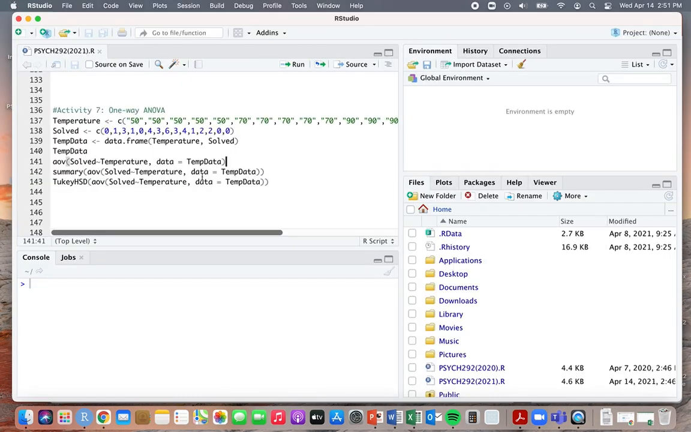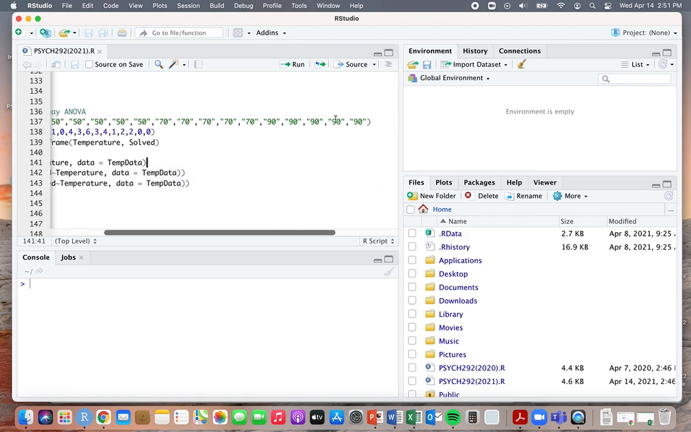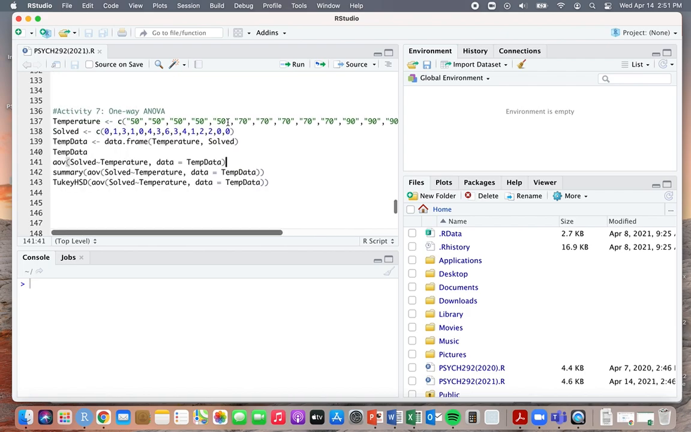First thing we need to do is create a temperature vector that's going to represent our 3 different conditions. We use the concatenate function again to put all of these individuals together. We have 3 conditions, each with 5 individuals. The first individual here is in the 50 degree condition, and so on. The next 5 are in the 70 degree condition, and the next 5 are in the 90 degree condition. Note that 50, 70, and 90 are all in quotation marks because they are categories, not values.